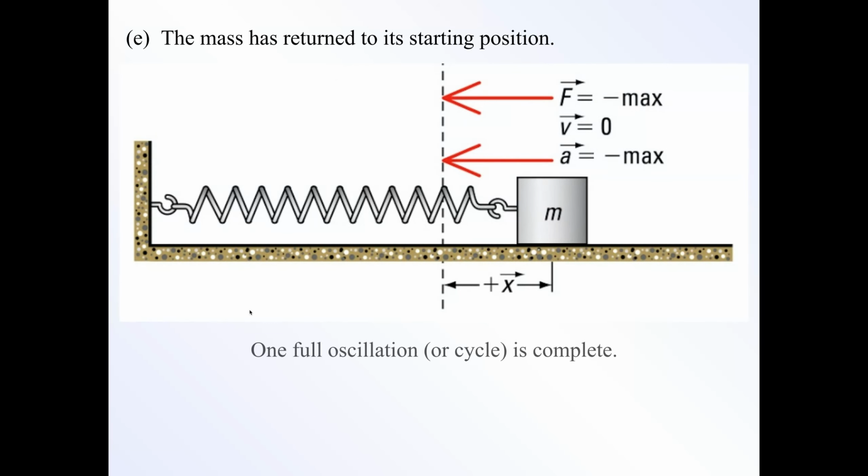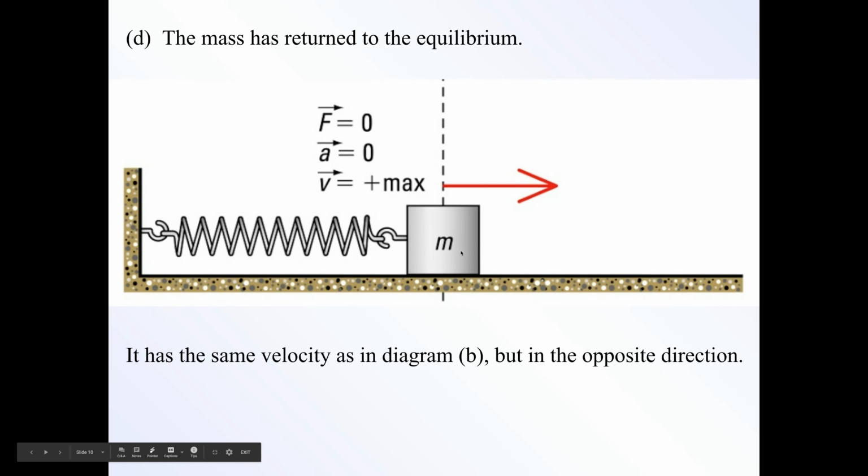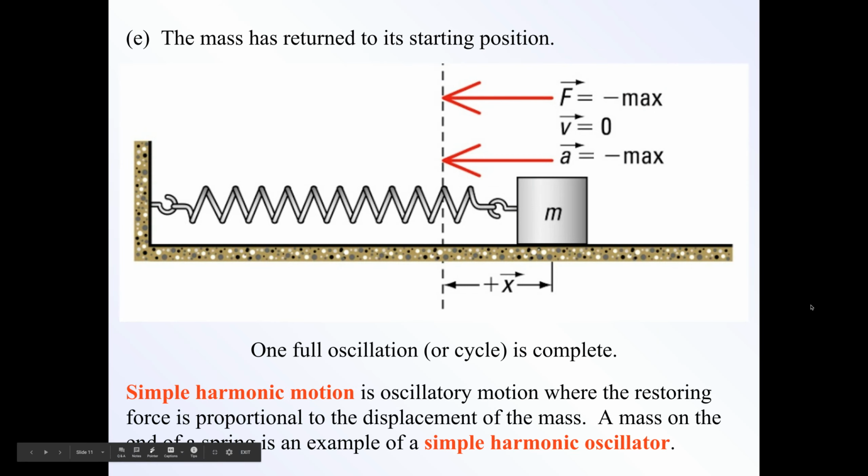Then as it returns to our equilibrium position, again, our forces go to 0, and our velocity is going to be at its max in the positive direction. And then as it continues through, one full oscillation or cycle is complete.